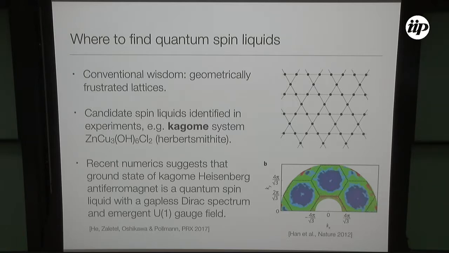You can get some emergent quasi-particles like fermions in a system where you only had spins to begin with, and also emergent gauge fields. Here I'm just adding to the experimental evidence: a very good test of quantum spin liquid behavior is neutron scattering.